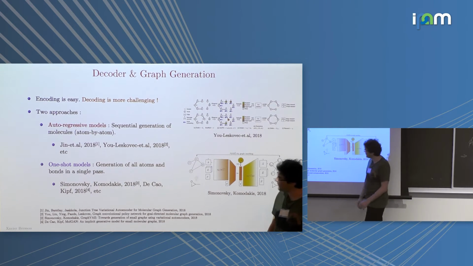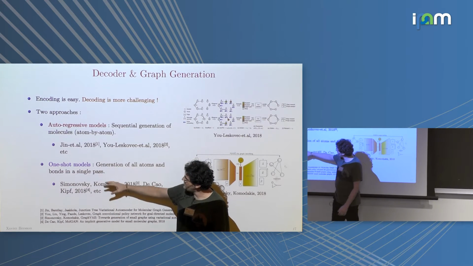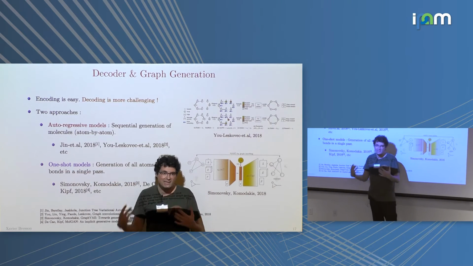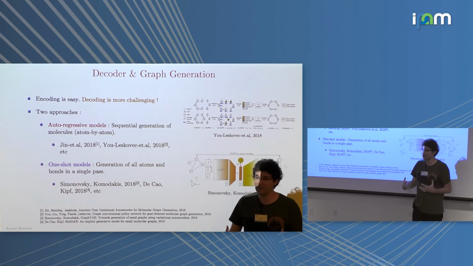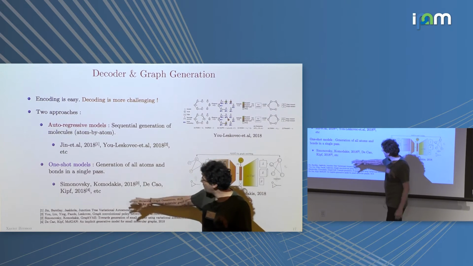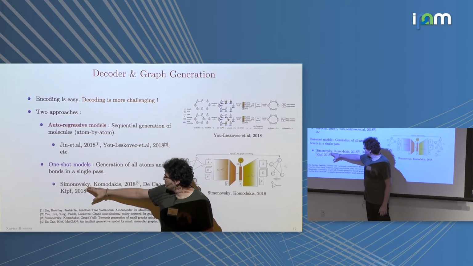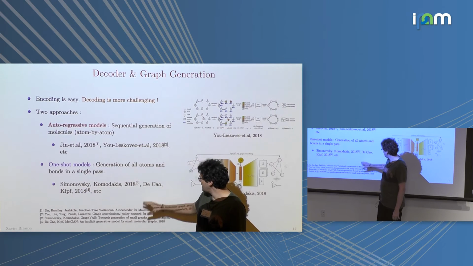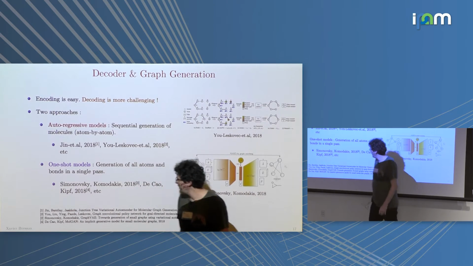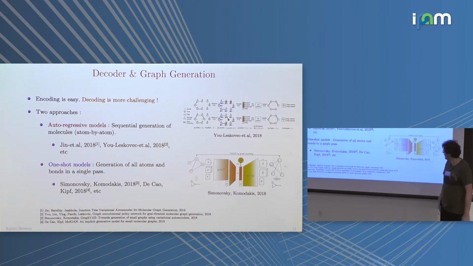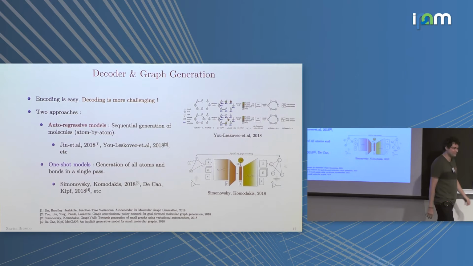The other alternative is to do a one-shot model. In this situation, you learn all atoms and all bonds simultaneously. There are papers by Simonovsky and Komodakis, by Dai, who is a speaker at this conference, and by Thomas Kipf. The idea is to learn everything at the same time.